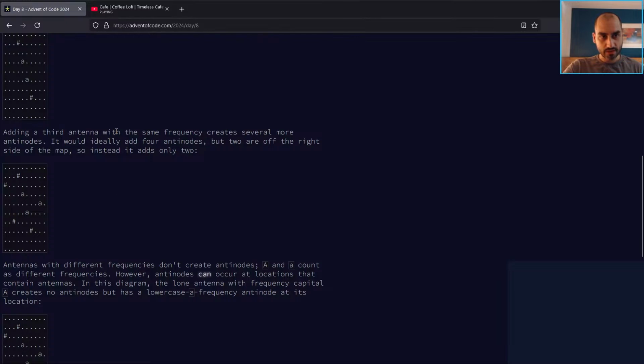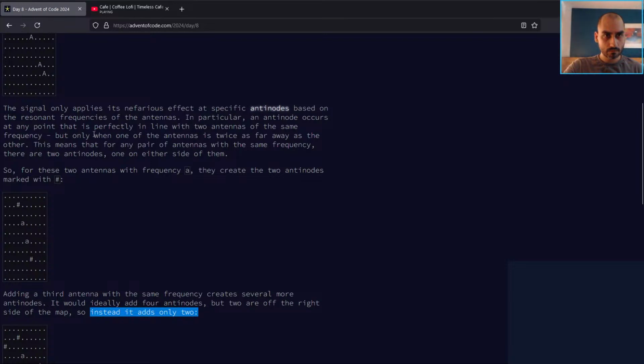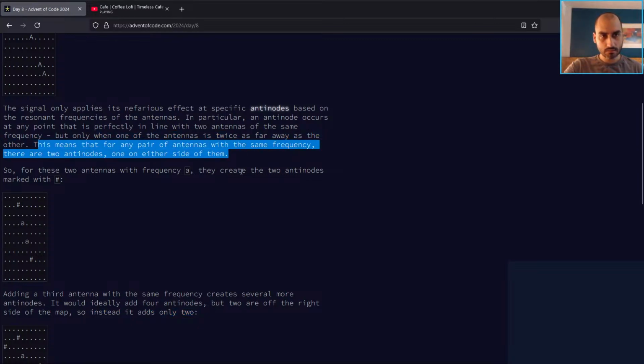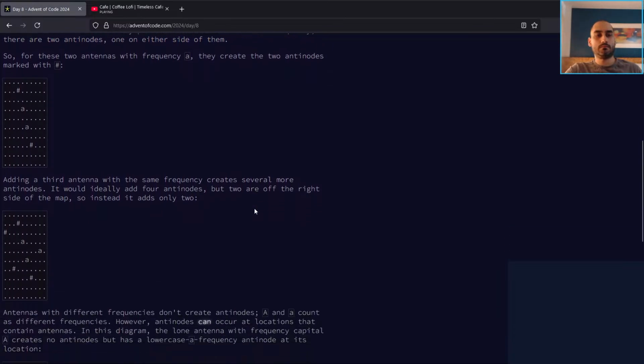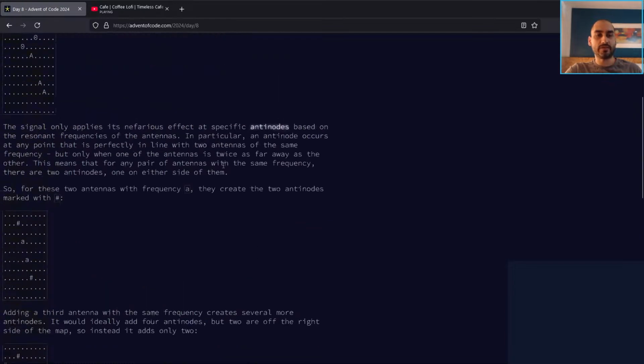Adding a third antenna with the same frequency creates several more antinodes. It would ideally add 4 antinodes, but 2 are off to the right side of the map. Instead it adds only 2. Oh! So you are allowed to add 4 antinodes. So what do they mean by this sentence here? Do they mean at least 2 antinodes? They're saying there's always 2 guaranteed?